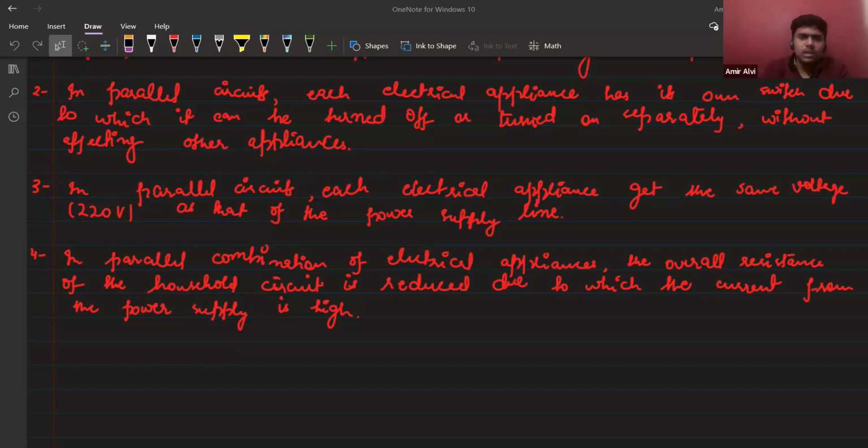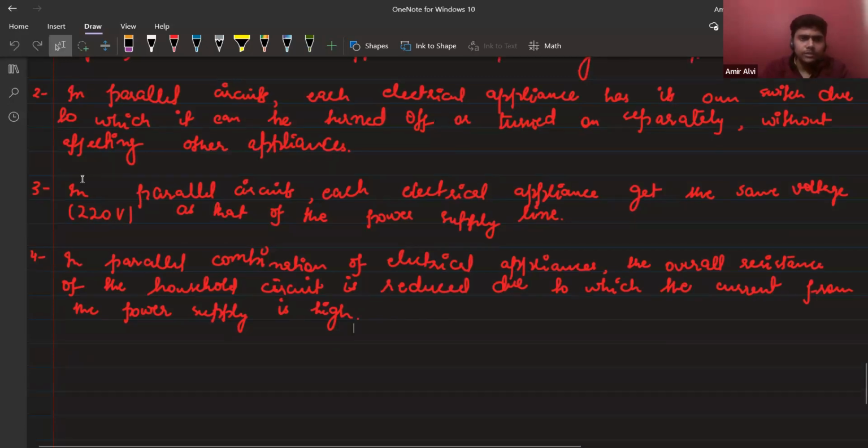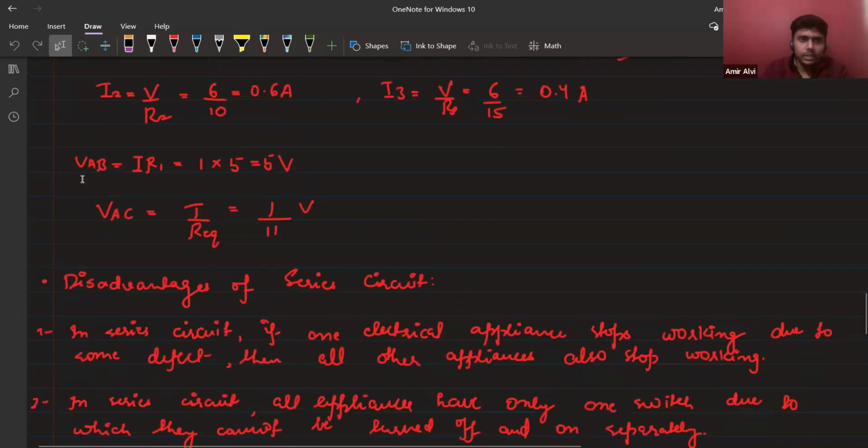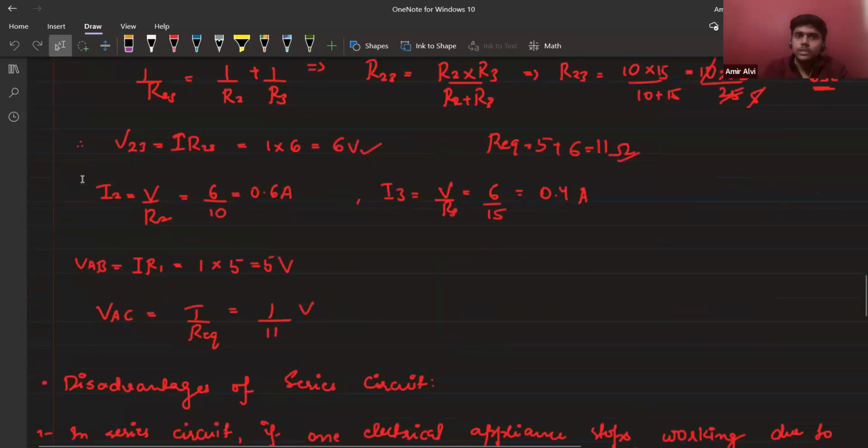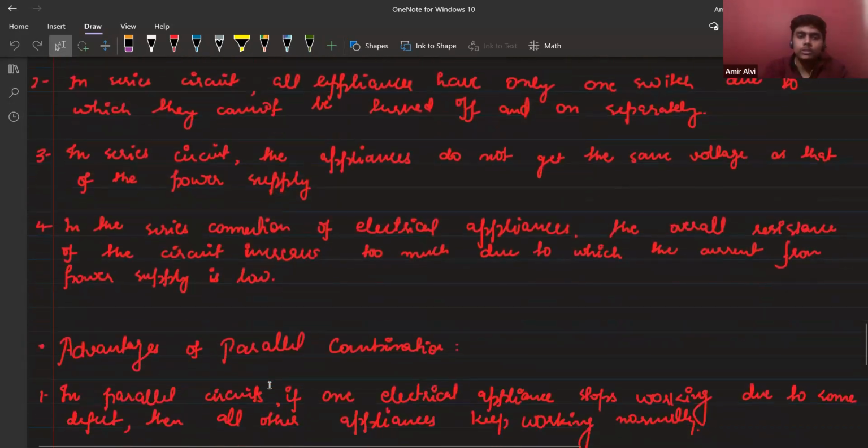So in the previous class, what did we start? I think we are done with this chapter, right? Only one topic was left, which is the advantages and disadvantages of series combination and parallel combination. Yes, sir, we have done that. Okay, we finished the chapter and we have to start magnetic effects of current. Very good.